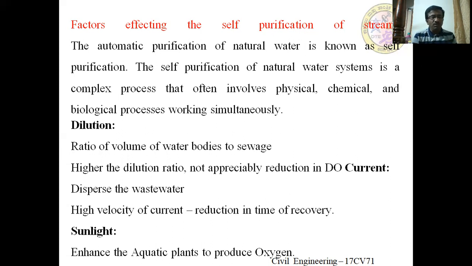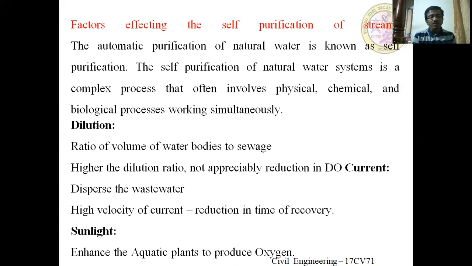So, what are the factors which influence the self-purification of stream? First one is dilution, the ratio of the volume of the water body to the sewage. What I have explained earlier means the capacity of the receiving water body is too high and the discharge of wastewater is too less. Automatically, the dilution factor is more. Once the dilution factor is more, the purification of stream occurs very quickly and a longer time is not required. Within a short period, it regains its original characteristics.